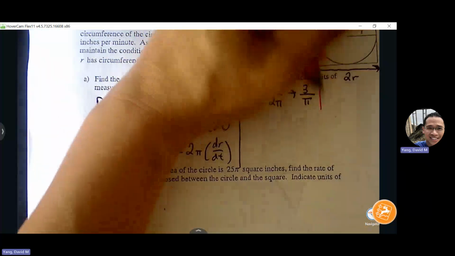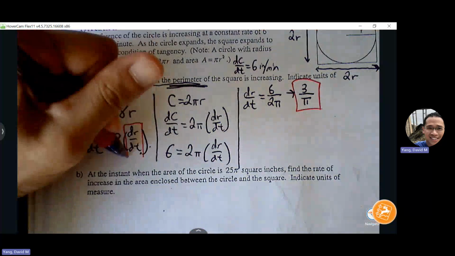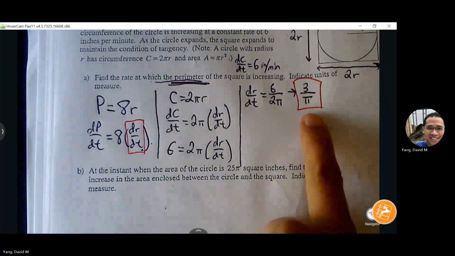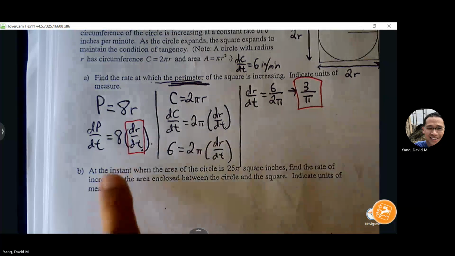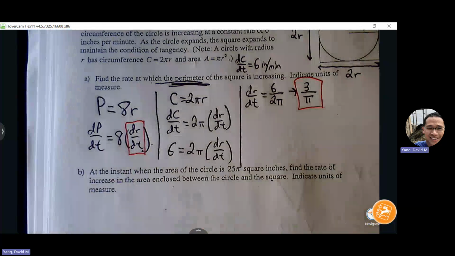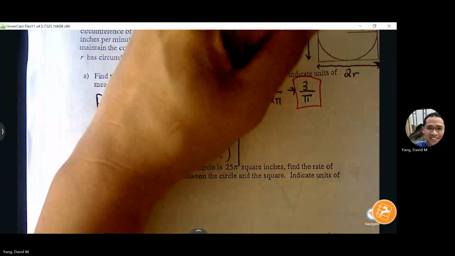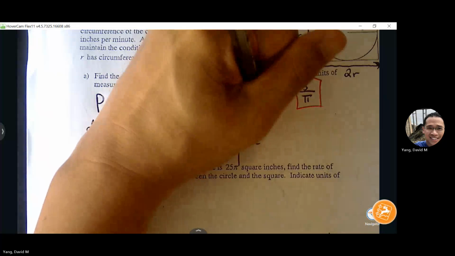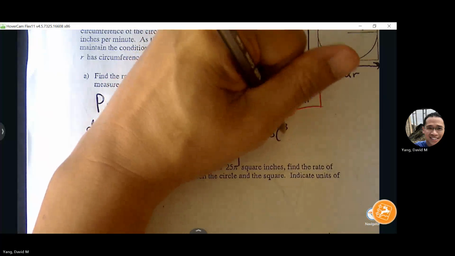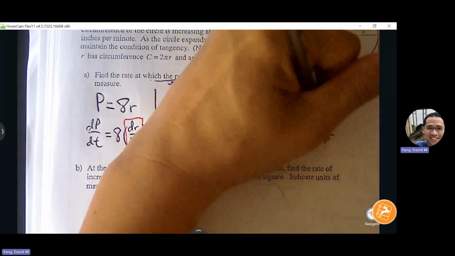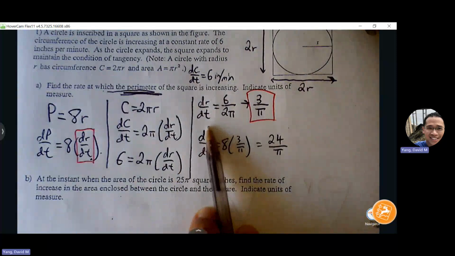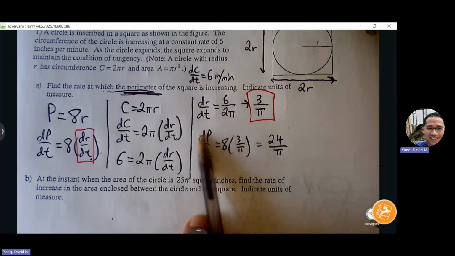Okay, now I have what I'm looking for, right? I can make a substitution there. dr dt is 3 over pi. Put that in here, and that can get me the dP dt. Okay, perimeter is a one-dimensional unit, just going to be inches. Time is minutes, so inches per minute.